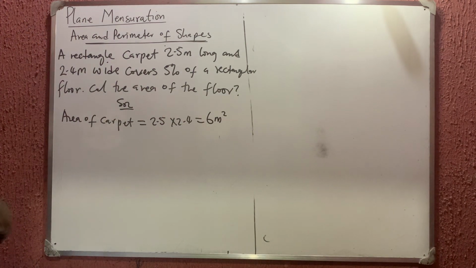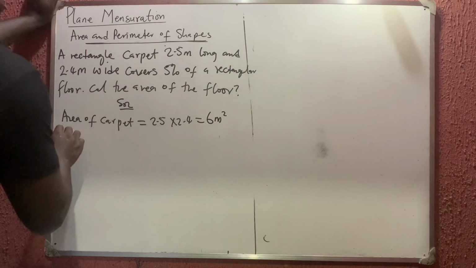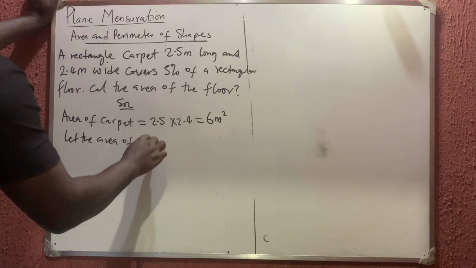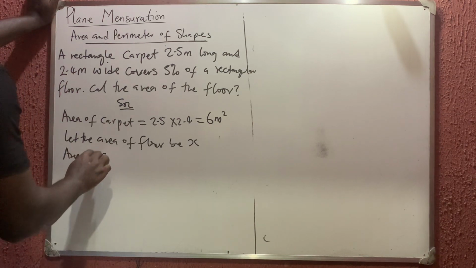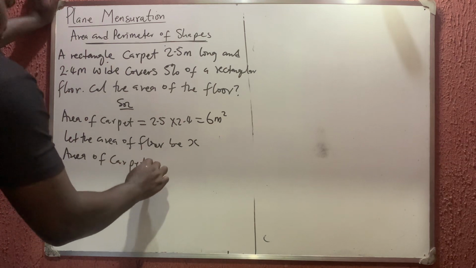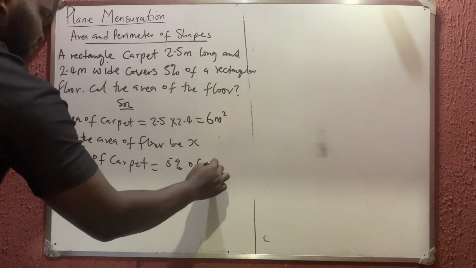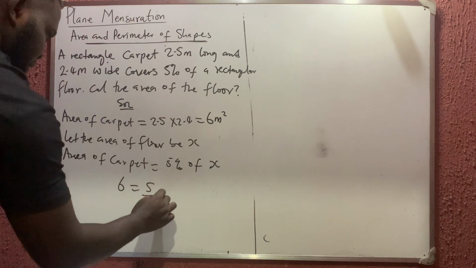So now we don't know the area of the whole room, but it told us that it covers just 5% of the floor. So let the area of the floor be x. The area of the carpet, which covers just 5% of the area of the floor, we have gotten to be 6. So 6 is equal to what? 5 over 100 times our x.